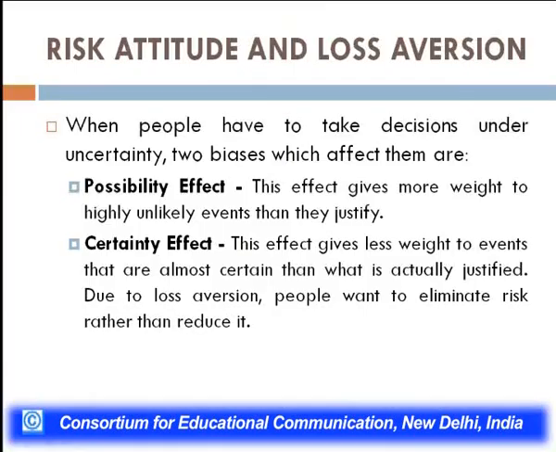So, anything which comes in between their lifestyle or in their wealth position, they try to avoid such type of situation. When people have to take decision under uncertainty, there are two biases which affect them: possibility effect and certainty effect. Possibility effect gives more weight to highly unlikely events than they justify. Certainty effect gives less weight to events that are almost certain than what is actually justified.